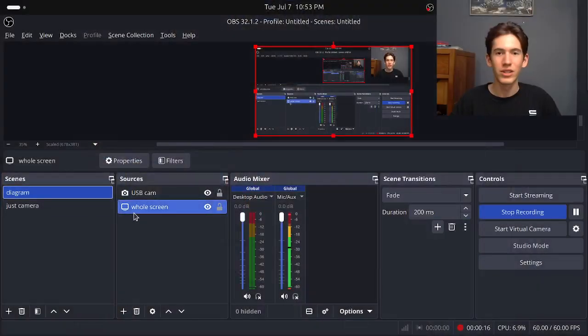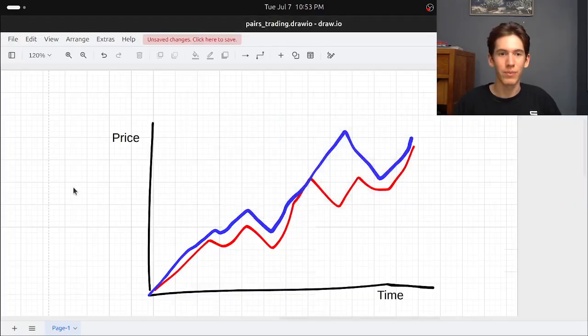Hello, my name is Emmett, and today I'm going to be showing you guys how to make a pairs trading algorithm from scratch. So you don't need to know anything, and we'll go over a little bit of the theory and then go over the code and show you some of the stuff that we're doing.